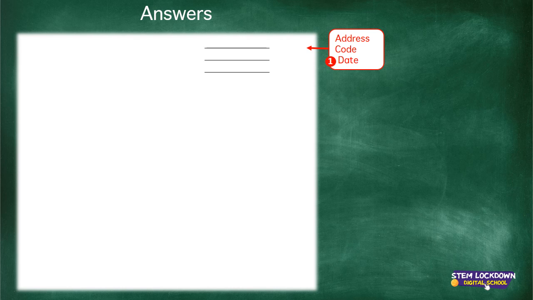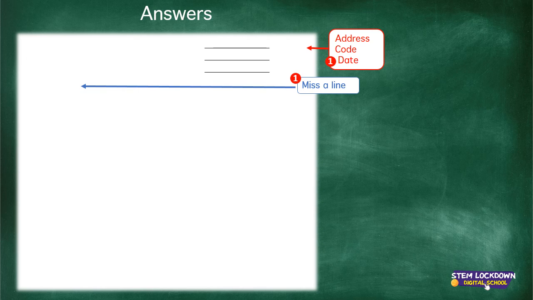Okay, let's go through the answers. This is going to be out of 9. Let's see if you got all these answers correct for setting out your letter. Remember the top. There are 3 things at the top: address, the postal code, and the date. You only get a mark if you've got all 3 of those.